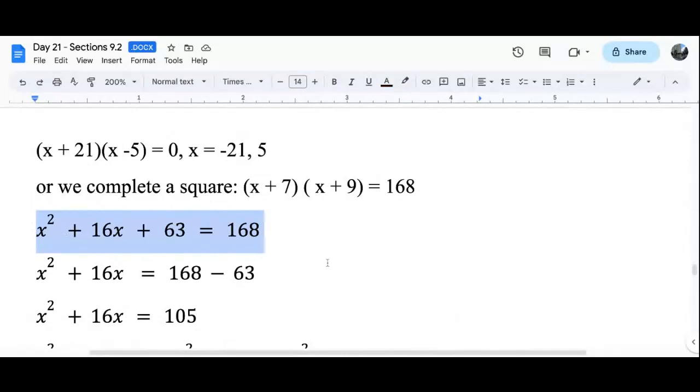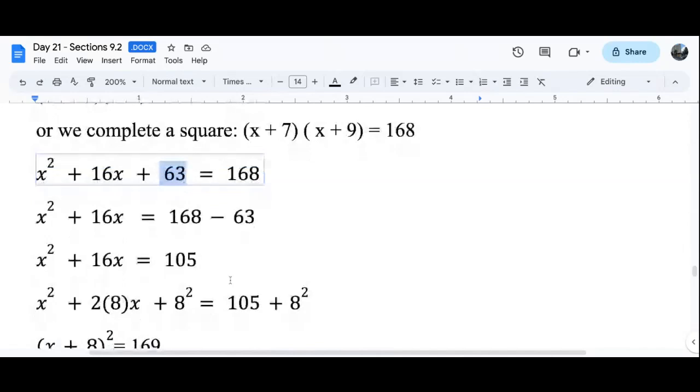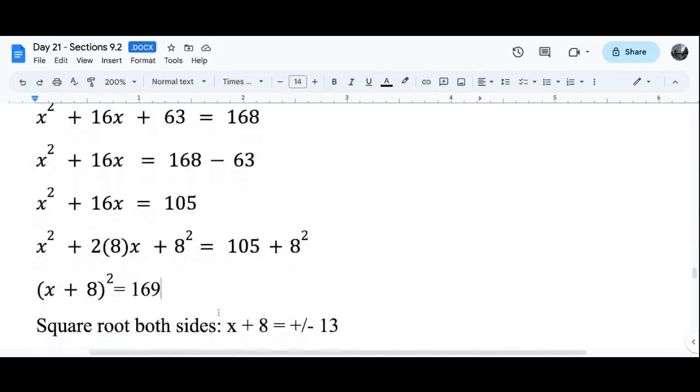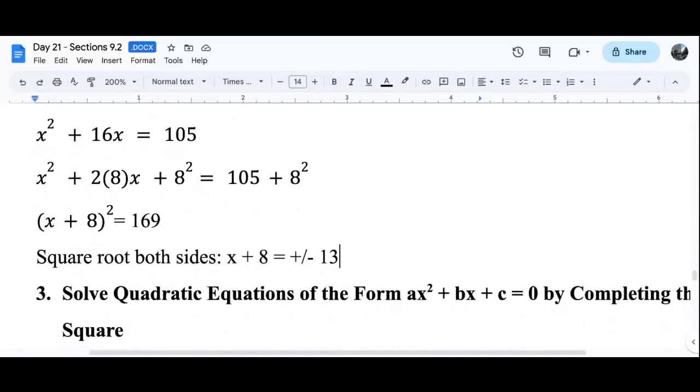So we have this, right? We move 63 to the other side. Then 16 divided by 2, that's 8. So we change 16 to be 2 times 8. So we add a square on both sides of the equation. Now we have x plus 8 squared equals 169. We square root both sides. We get this.